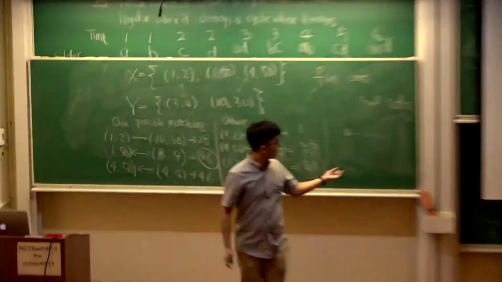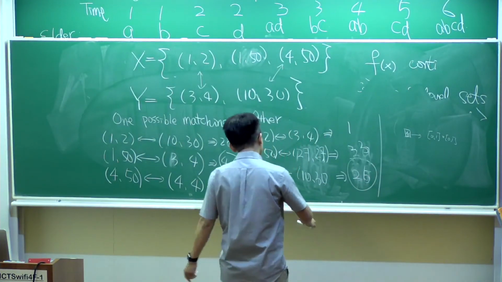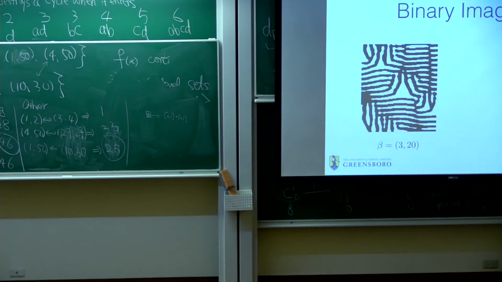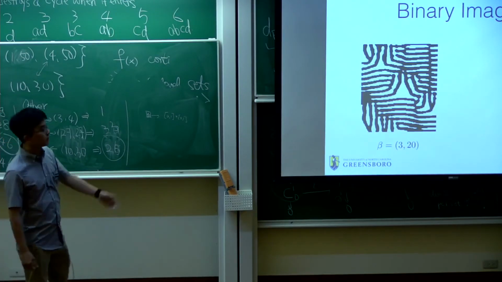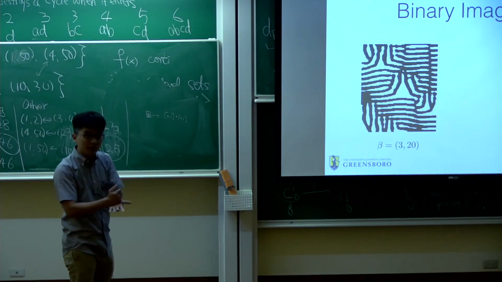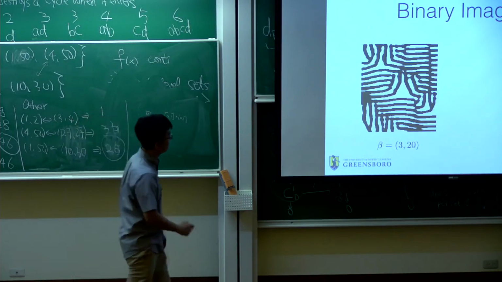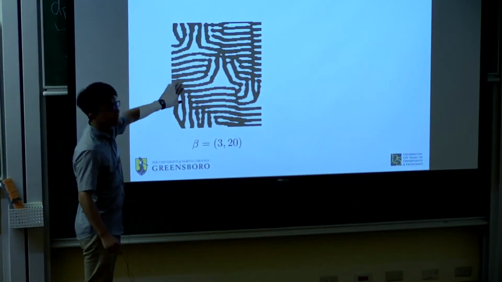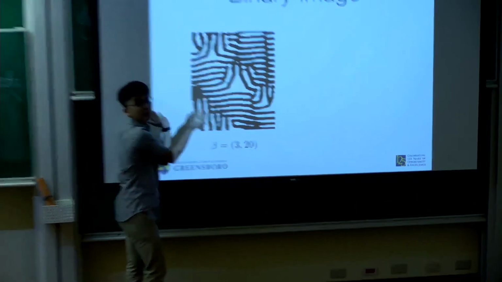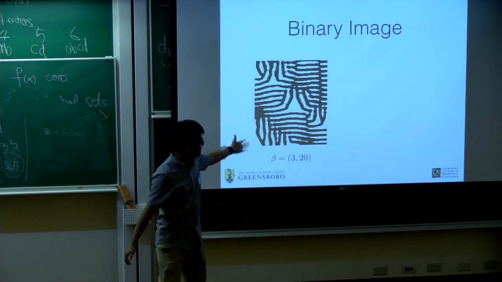Right? A pixel, you can use that thing to represent. Then you can calculate the homology for a binary image. So for instance, in this example, imagine black is the color. Black is something is there. There are a lot of small pixels, and that consists of this thing here. And what is the Betti number?